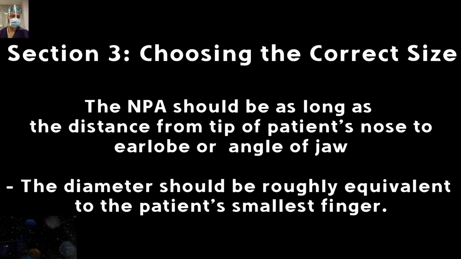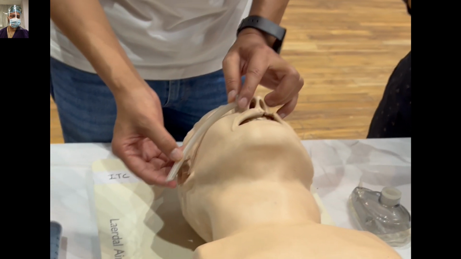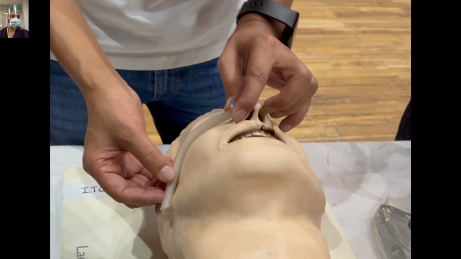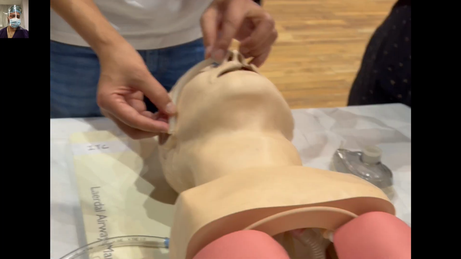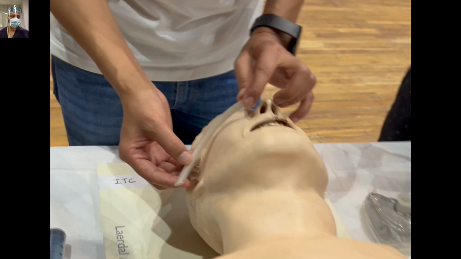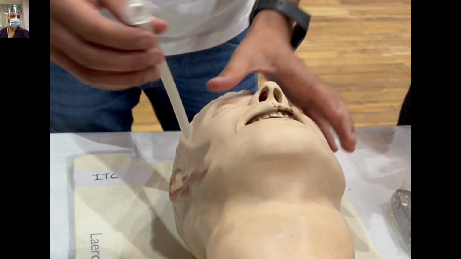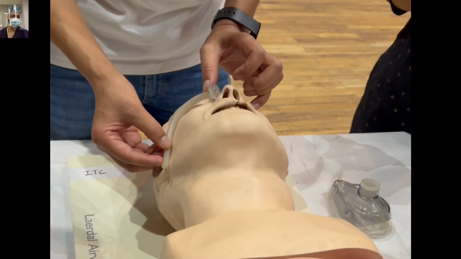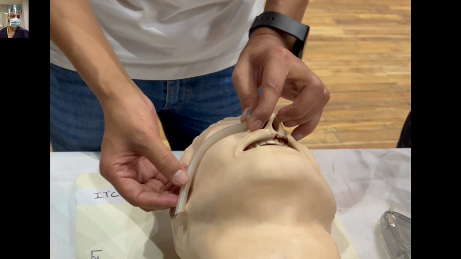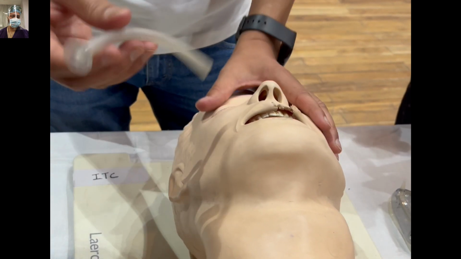The next step is how to choose the correct size. The nasopharyngeal airway should be as long as the distance from the tip of the patient's nose to the earlobe or the angle of the jaw, as demonstrated here in this video, and the diameter of this NPA should be roughly equivalent to the patient's smallest finger. In contrast to the Goodell airway, the distance is measured from the tip of the nose, while in the Goodell airway we measure it from the angle of the mouth.